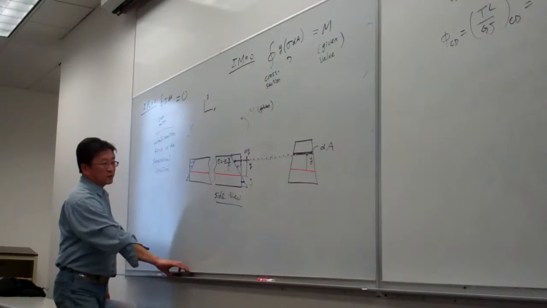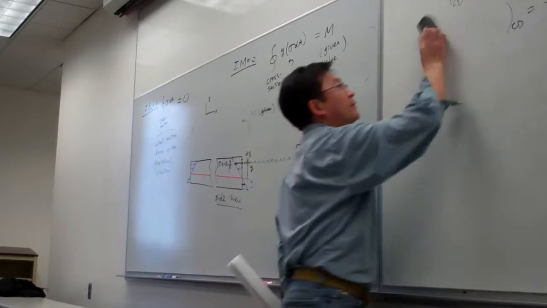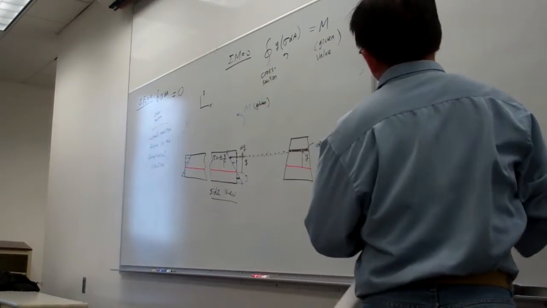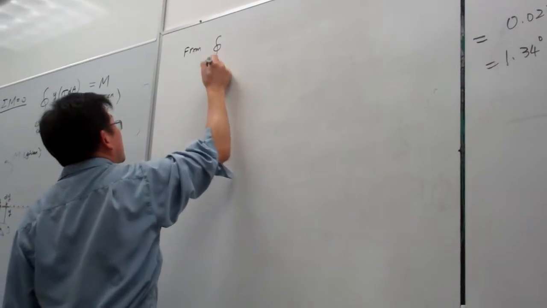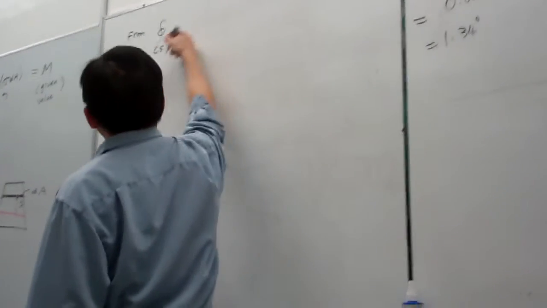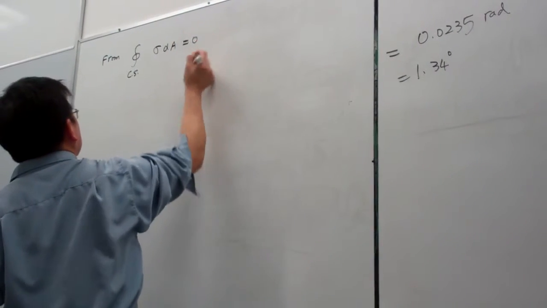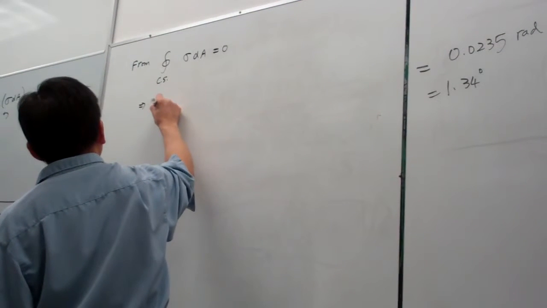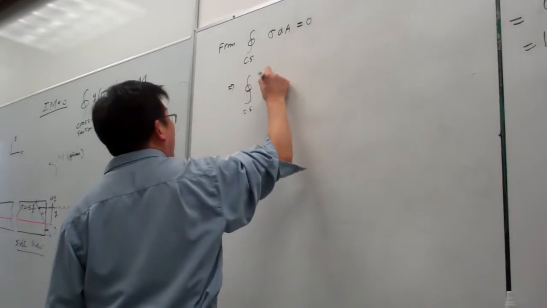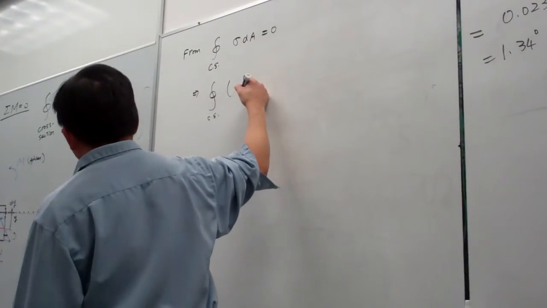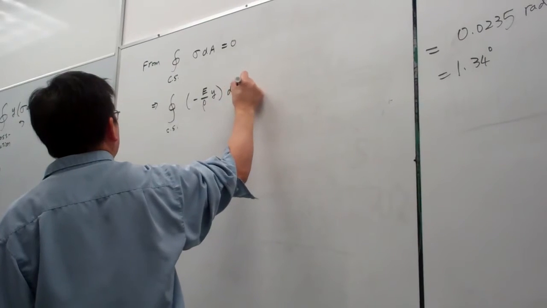So with the two equations, we can begin to solve for the information. So for the first one, over the cross section, and CS represents the cross section. Okay. And we simply introduce this cross section. Sigma, we already have the sigma expression here, so that is minus E over rho times y dA equal to 0.